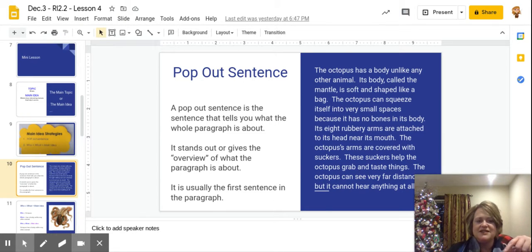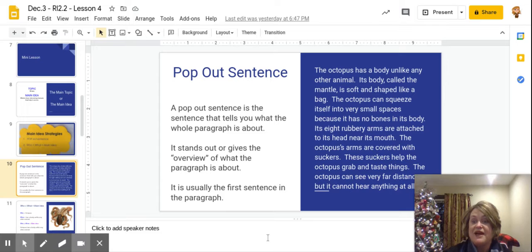Now, if I thought that the very first sentence was my pop-out sentence, then the rest of the passage should tell me more about that. Let's see if it did. I thought the pop-out sentence was, the octopus has a body unlike any other. Did the rest of this talk about its body? Did it say that its body was like a bag and that it had no bones? It could squeeze into small spaces and it even had legs that were attached to its head? Of course. So I would agree with you that the octopus has a body unlike any other animal would be the pop-out sentence. The pop-out sentence is the main idea.